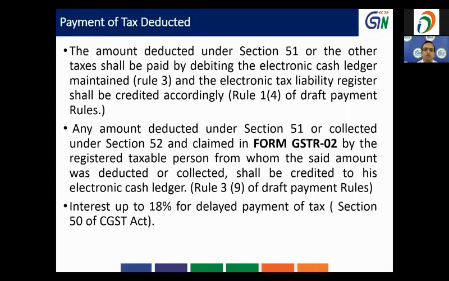Any amount which has been deducted under section 51, as I mentioned, will be claimed by the deductee in the form GSTR-2, from whom the said amount was deducted or collected, and will be credited to his electronic cash ledger, so that he can use that particular information for making further payments. And if there is a delay in payment of tax by the deductor who is deducting tax at source, then interest up to 18% is liable to be paid as per section 50 of the CGST Act.